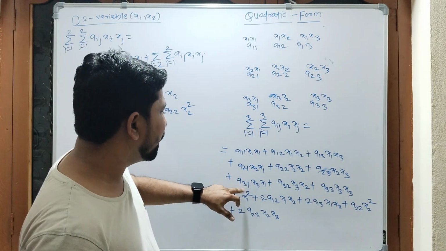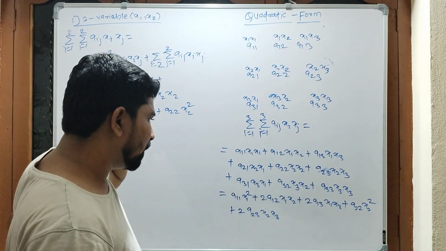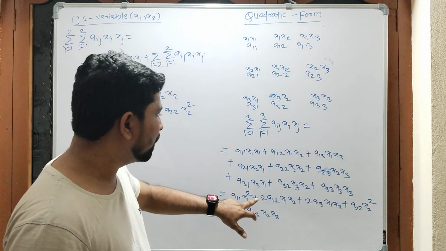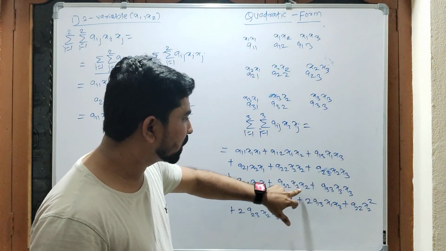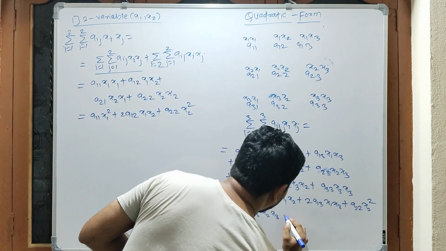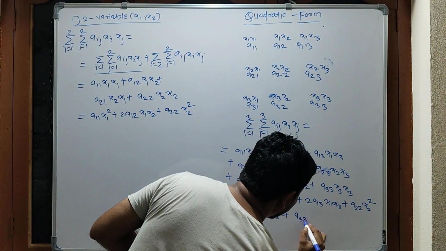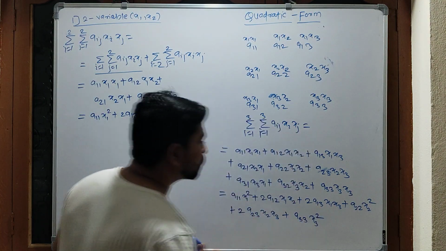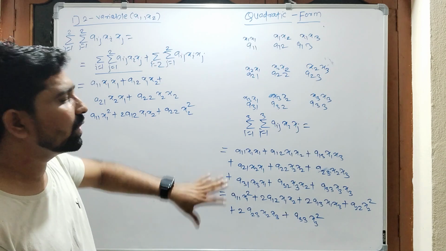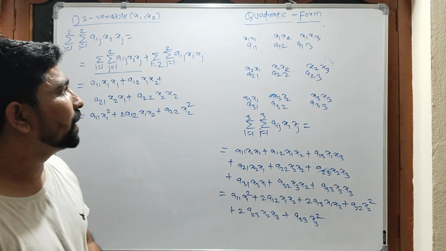Now come to a31. Here a31 is covered with a13. Up to here it is covered. Now the last is a33 x3 square. So this is the quadratic form in 3 variables x1, x2, x3.